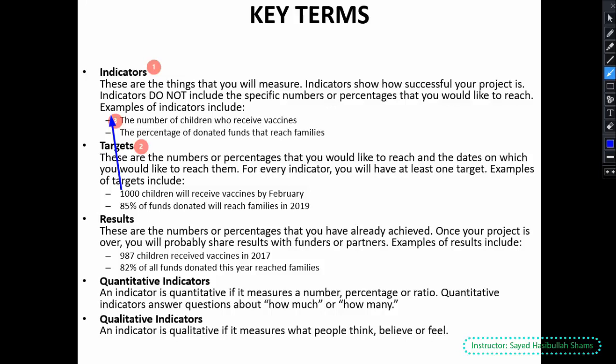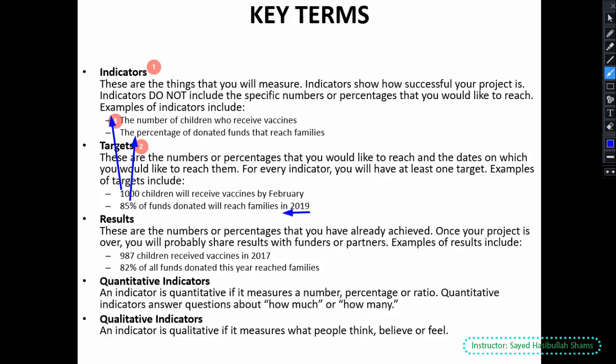Also, for the second indicator, we have selected, for example, an 85% target for donated funds for families, with the specific time being 2019. So in 2019, we must achieve 85%. This is called a target. The target, in simple terms, is a percentage, number, or ratio that we must achieve by a specific date.